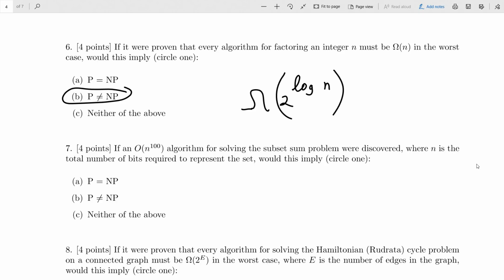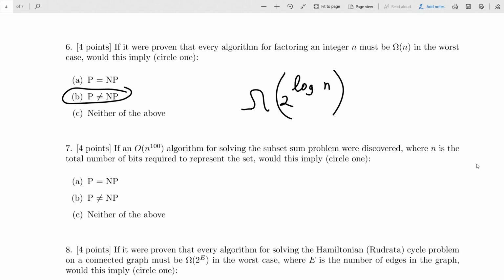Yeah? I'm a little bit confused, because factoring isn't its own NP-complete problem, and there are some NP problems that take exponential time, and some NP problems that don't take exponential time. No, there are no problems in NP that we know require exponential time.